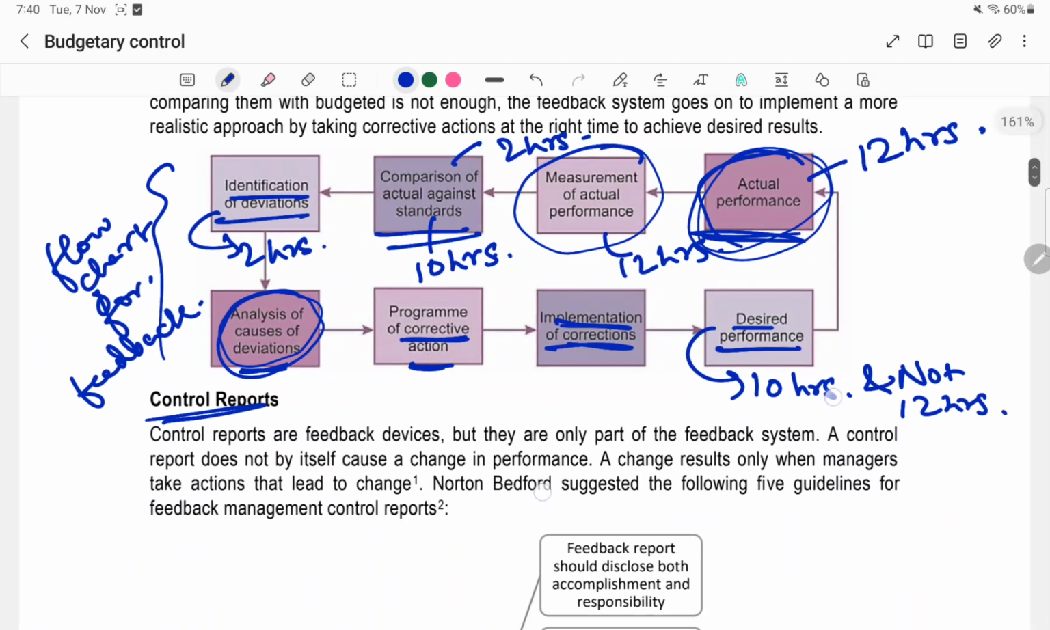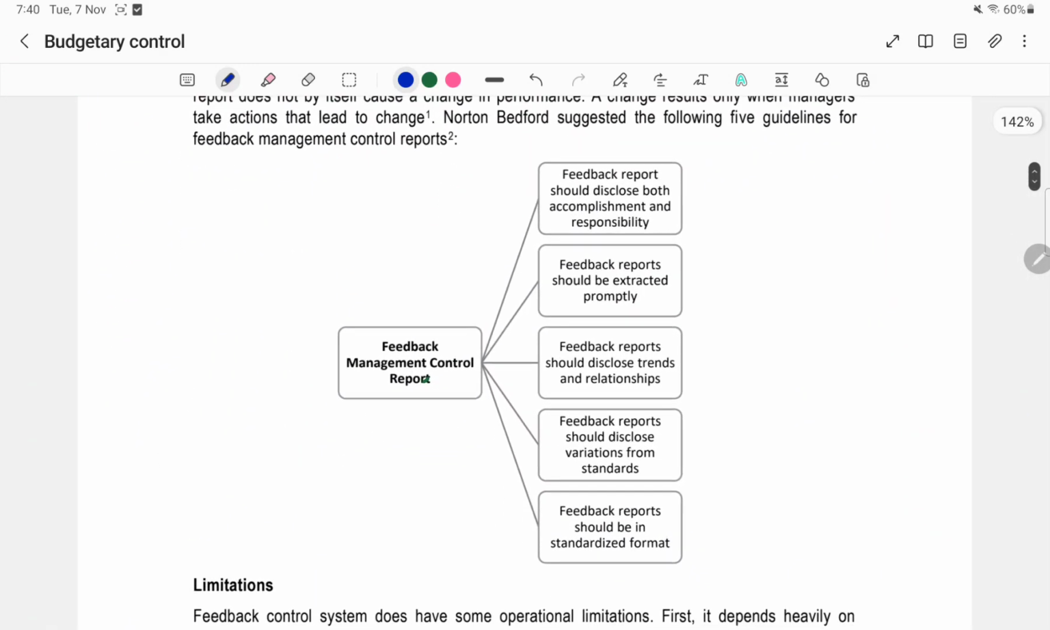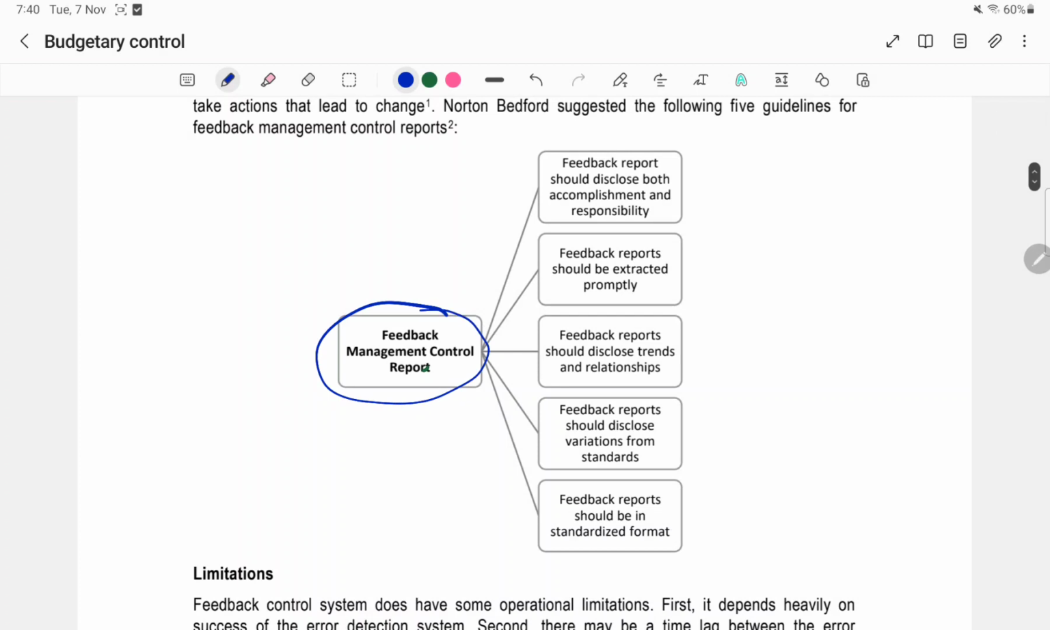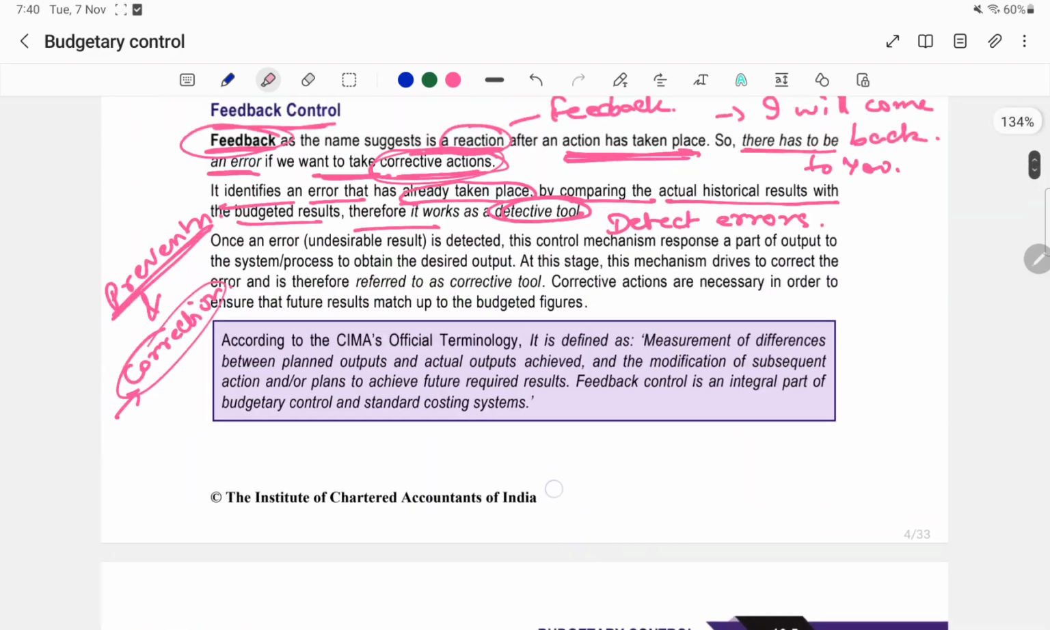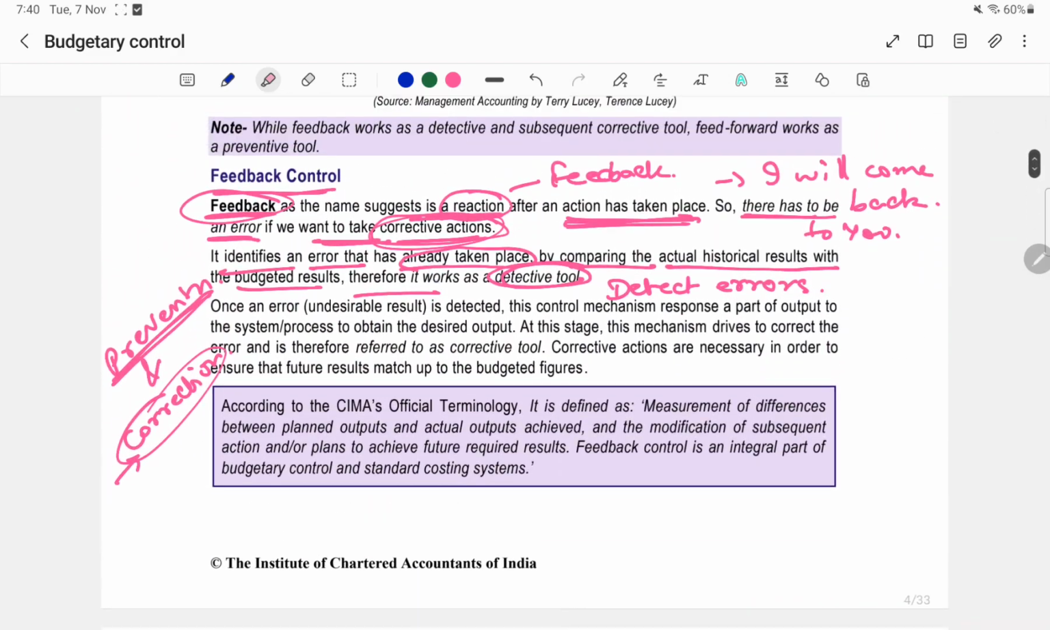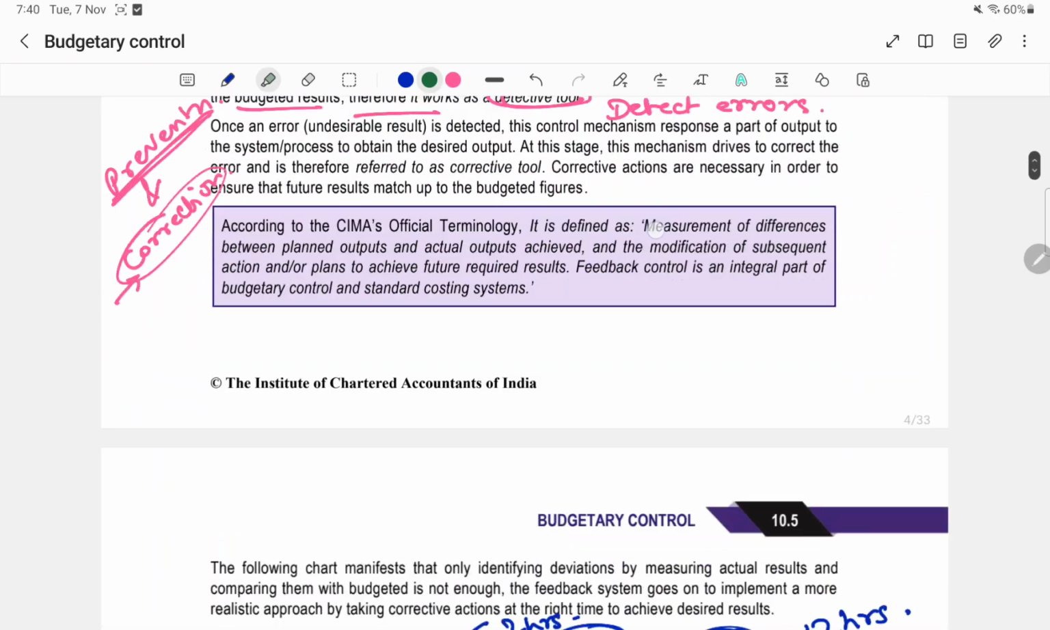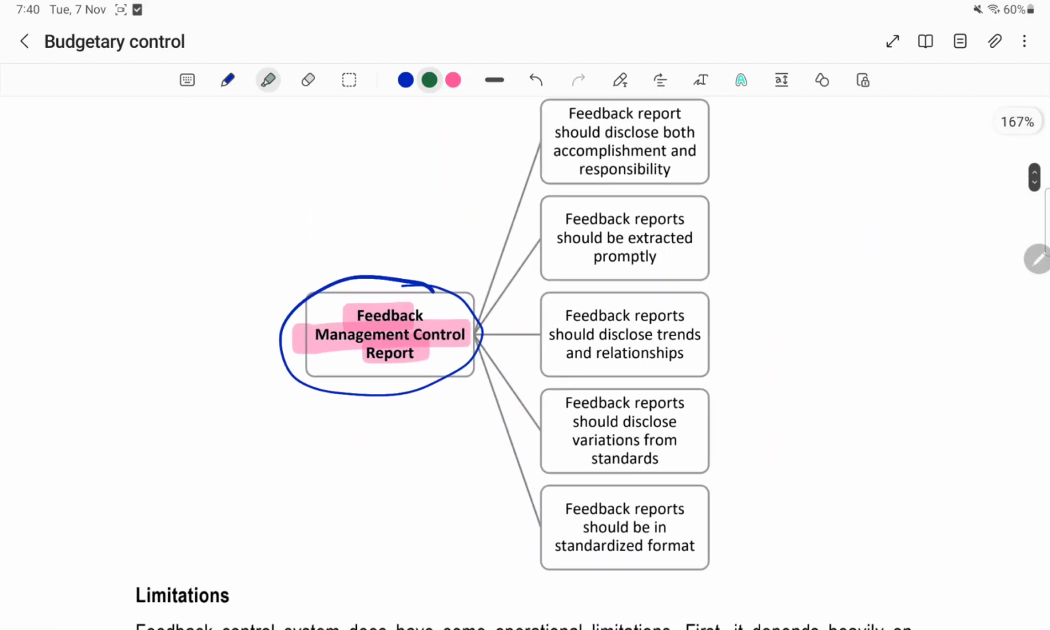Now the control reports are also given. See, how should the feedback management control report be? Why is the name here feedback management control report? Because which control were we studying? We were studying feedback control. Therefore the report of feedback control is known as feedback management control report.